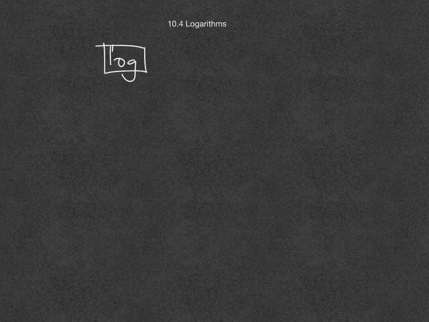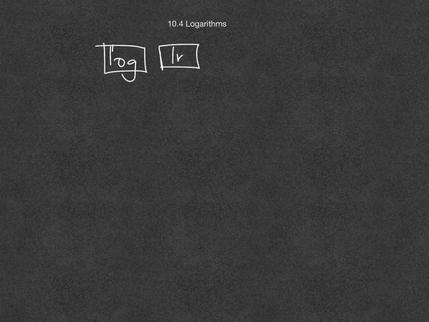Now, logarithms, there are two types of logarithms that we need to worry about. It's the one that you can find on your calculator, this button here that says log, and the other one is next to it, and that button says ln. Now the difference between these is that they have different bases.